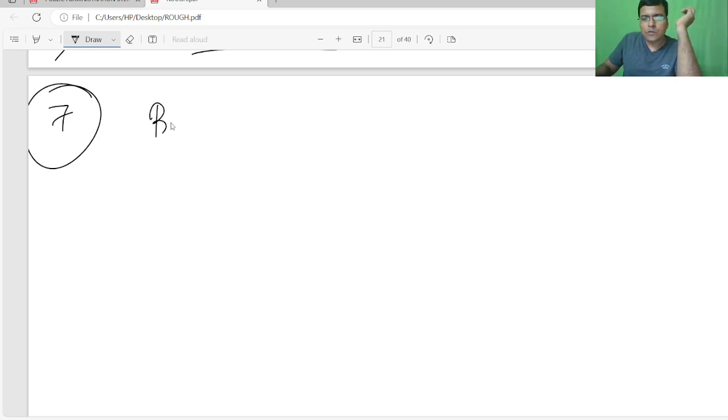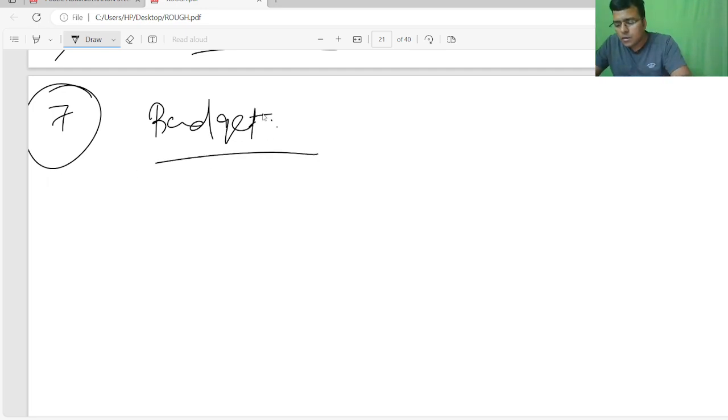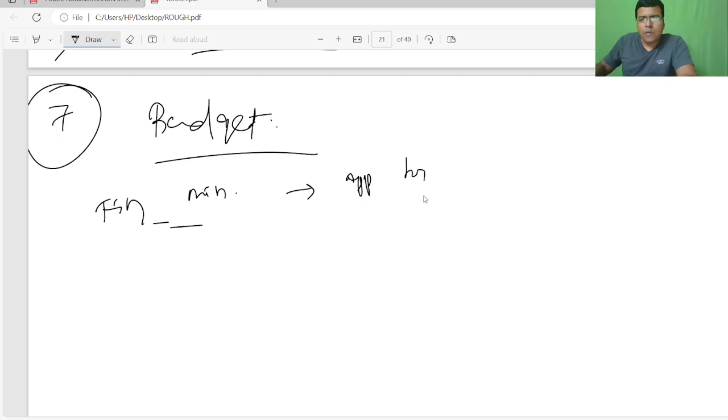Next, through budget. How through budget? We know budget is an annual financial statement, Article 112. Budget is formulated by the finance ministry, and the budget is approved by Parliament. We will read this in unit 10.